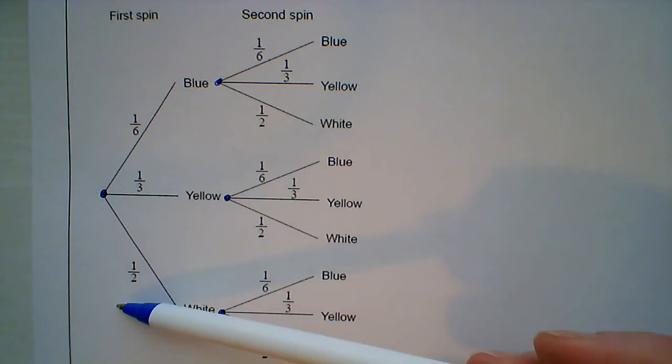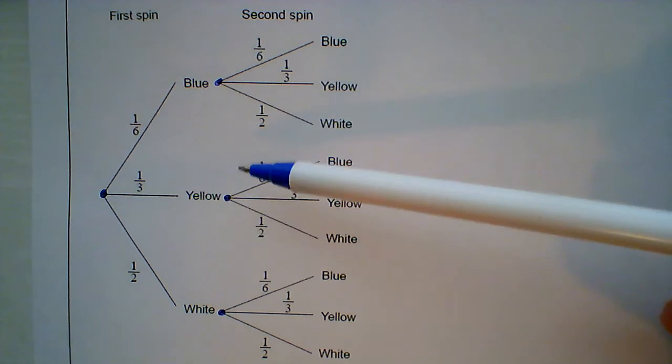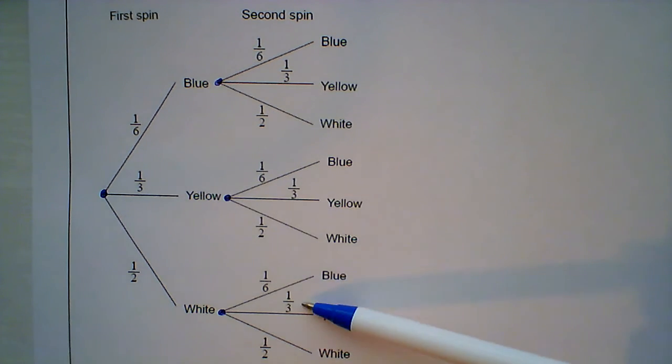So you'll notice there's definitely a pattern that happens in this tree diagram: 1/6, 1/3, 1/2, and it repeats. Because our probabilities are always going to stay the same. Again, because these are independent, or not dependent, events. So let's take a look.